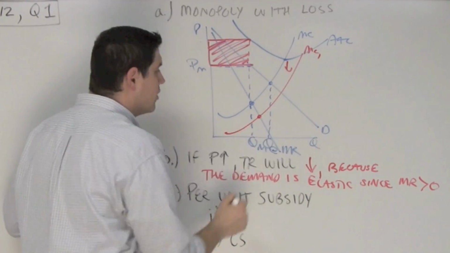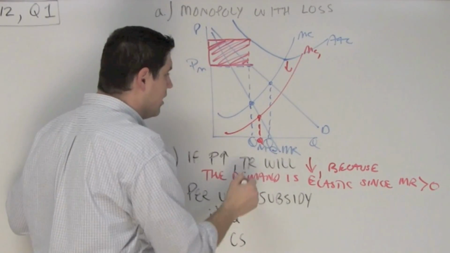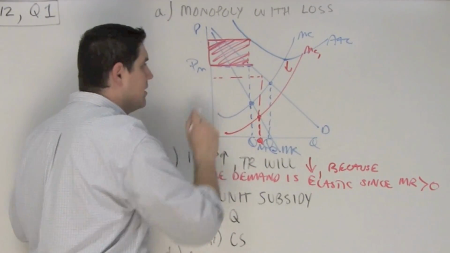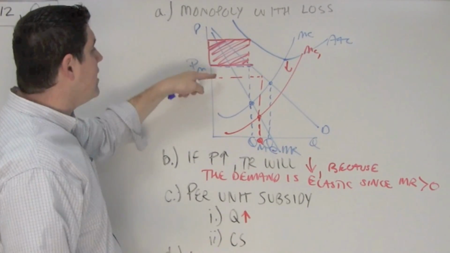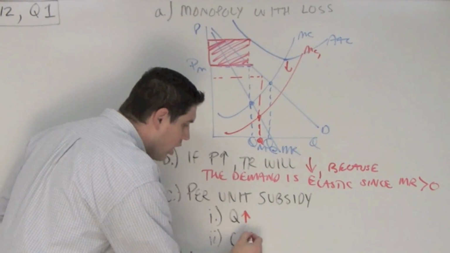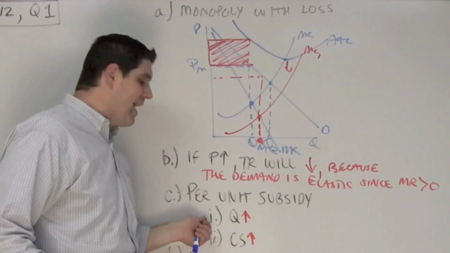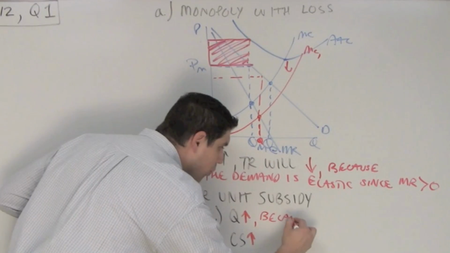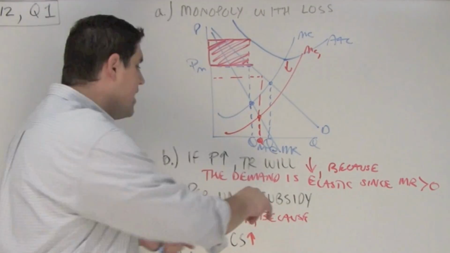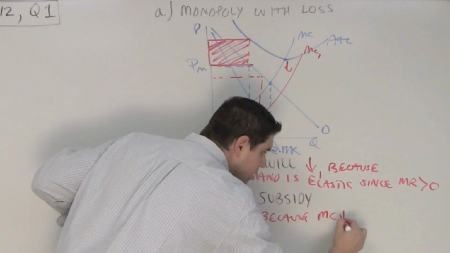And they'll produce where MR equals MC, which is the new quantity right here, and the new price, which is right there. So the answer to the question is quantity would increase, but since the price also fell, consumer surplus would also increase. C1 is one of those explain questions, so to get the point, you got to say because and explain why quantity will increase. It's because the marginal cost will decrease.